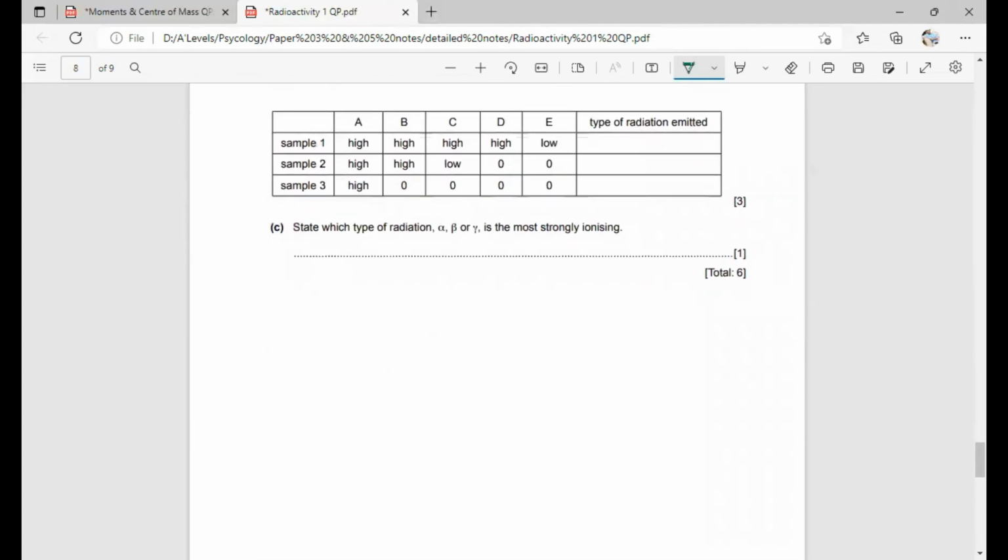Right? So here we can write gamma, beta, and alpha. Which type of radiation is most ionizing? Obviously, alpha rays. So these are the questions. I hope you understand very well.